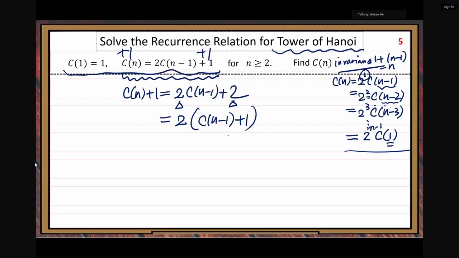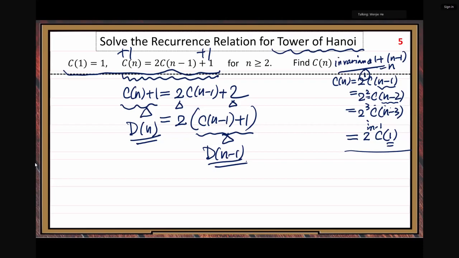After this transformation, we get something interesting. Look at the left-hand side, C of n plus 1. Look at the right, 2 times C of n minus 1 plus 1. Same structure, right? If it is the same structure, can we introduce a new function to represent this structure? We let d of n equal C of n plus 1. Can we introduce one? Then this one, can we represent it as d of n minus 1?